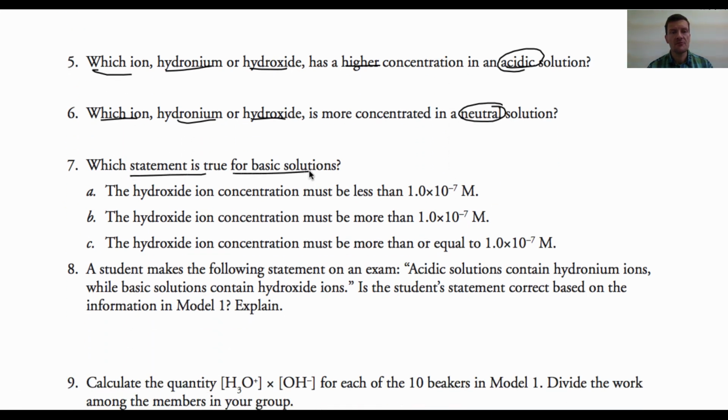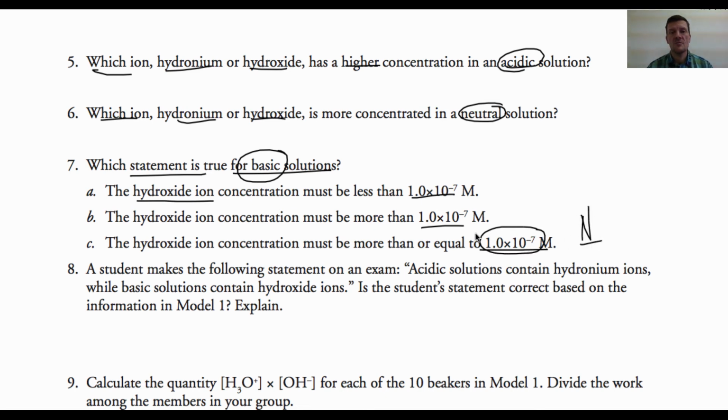Which statement is true for basic solutions? The hydroxide ion concentration must be less than 10 to the negative 7. The hydroxide ion concentration must be more than 10 to the negative 7. Or the hydroxide ion concentration must be more than or equal to that. Well, for it to be basic, you don't want it to be equal to 10 to the negative 7 because that would mean it is neutral.